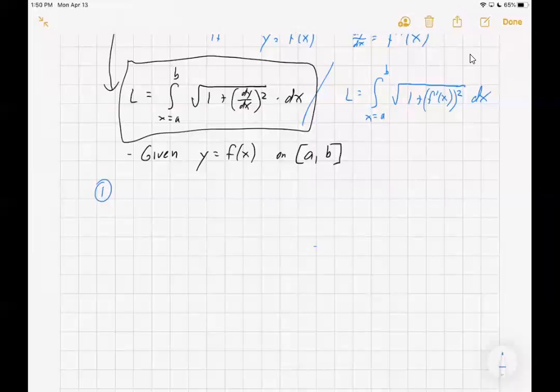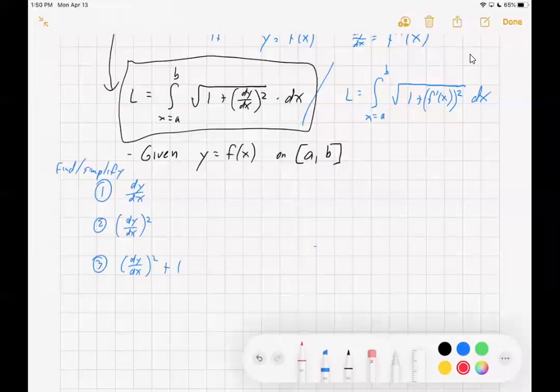In each of the steps, you're going to find and possibly simplify each of the following. In step 1, we need to find what dy dx is. In step 2, we need to take the answer to 1 and square it. In step 3, we need to take the answer in 2 and add 1.